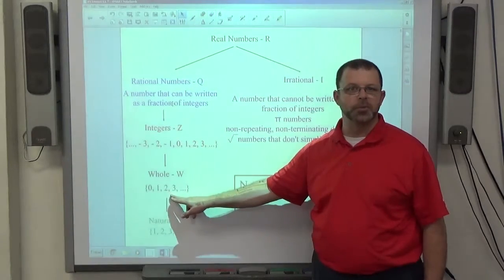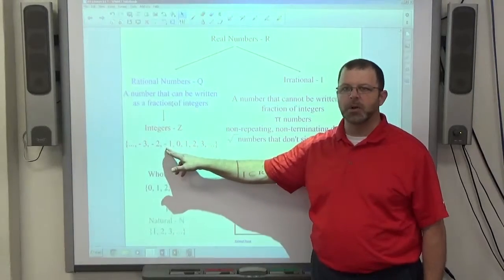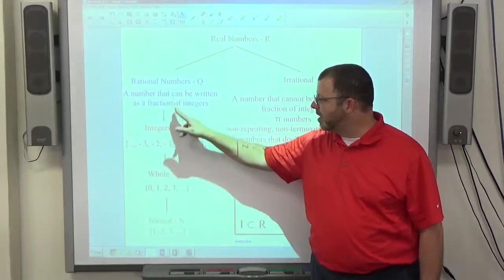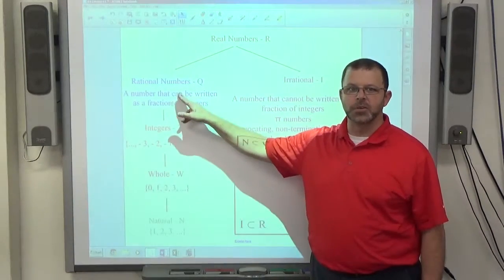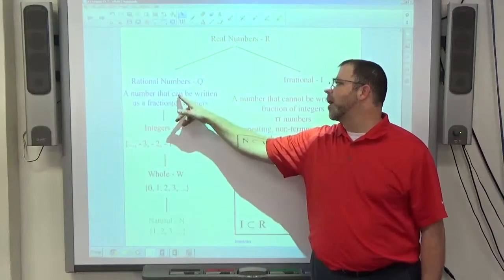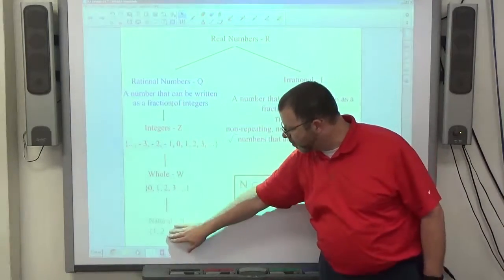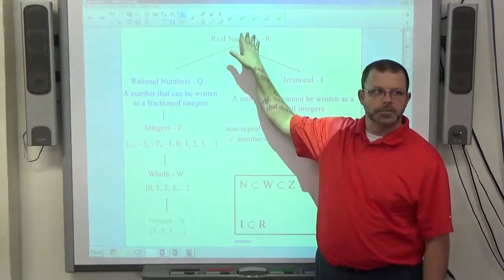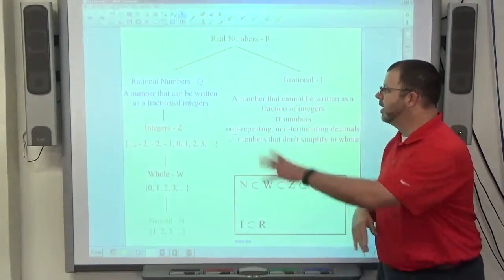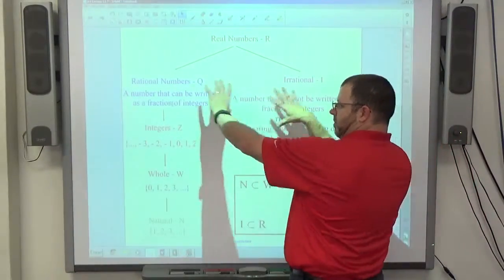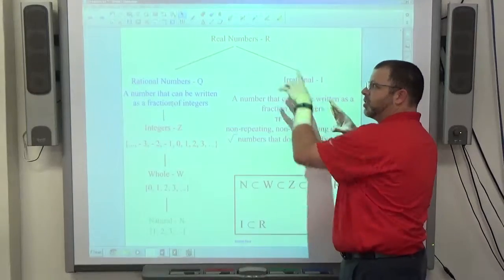This has one more number, so it's bigger. This has a bunch more numbers, so it's bigger. This has all these numbers plus all the fractions and decimals, so it's bigger. And this has all the rational and irrational numbers, so it's bigger. So smallest, bigger, bigger, bigger, bigger. Right? And looking at this set, this is part of those numbers, right? So this is smaller than that, right?